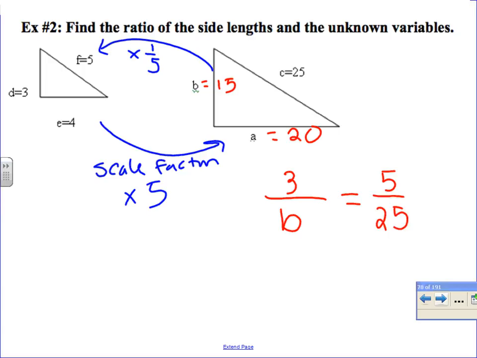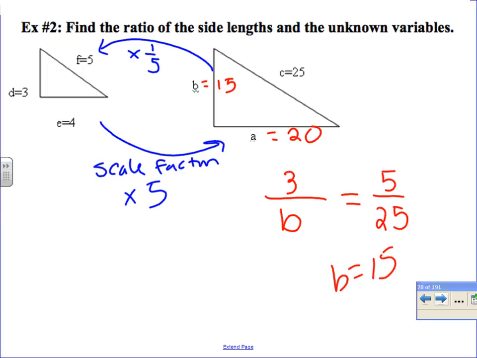So I want everyone to look at this. Do you guys understand how I set up this proportion? Give me a head nod. Do you understand how I set that up? 3 over B equals 5 over 25. So we went from small to big, small to big. Does it work? What do you get for B? Yeah, still works.